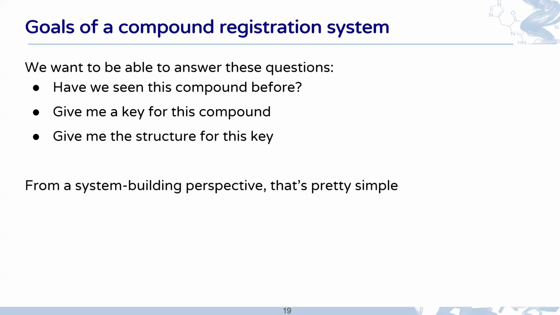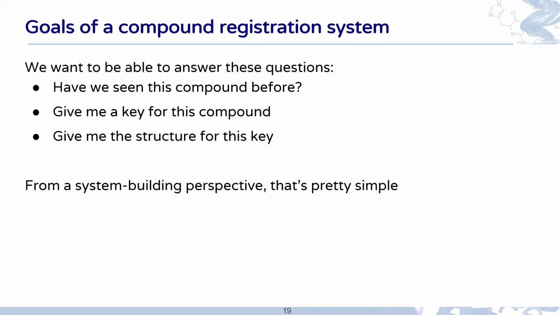The way I think about compound registration systems is they are inherently very simple systems. Their job is to answer 3 questions. The first one is, have I seen this compound before? Is this compound registered? The next is, here's a compound, give me a key for that compound. And what that means is, if it's there already, give me the existing key. And if it's not, put it in the system and give me a new key. And then the last question is, here's a key, give me the structure. And that's all a compound registration system needs to do, in my way of thinking about it. And if you want to argue about that, we can do that later over a beer.